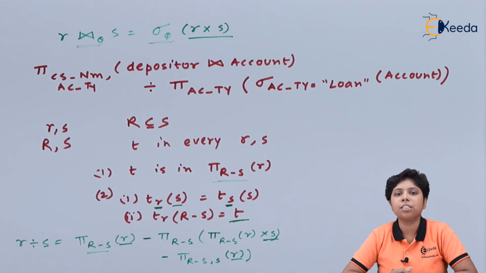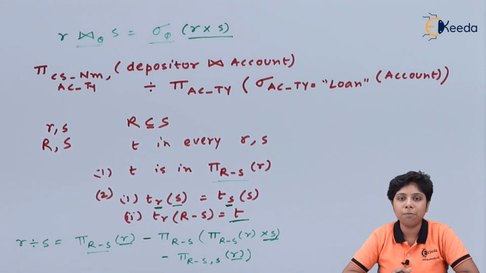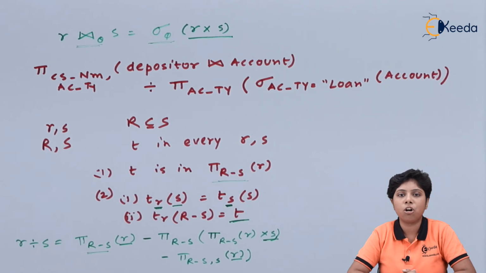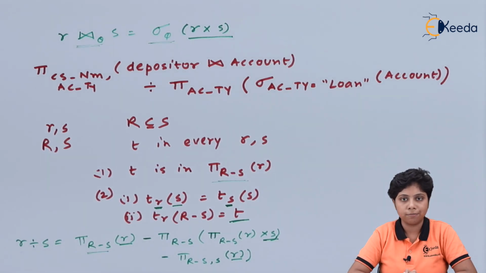Next, the resultant operation will be the assignment operation. An assignment operation is used to assign the result of an operation to a particular field or attribute in a relation. So let us see how to look at that.